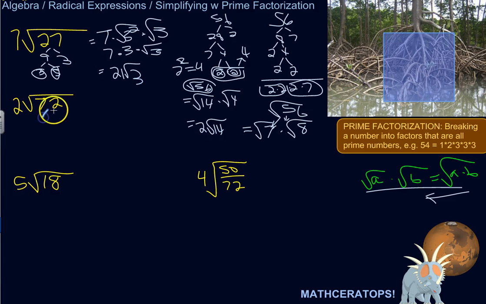Alright. Let's try another one. 2 square root of 72. So 72 is, what is that? 9 times 8. 9 we already saw. We can break down into 3 times 3. So 9 is 3 squared. 8, we can do 4 times 2. 4 we can break down into 2 times 2. So we've got 2 perfect squares here.